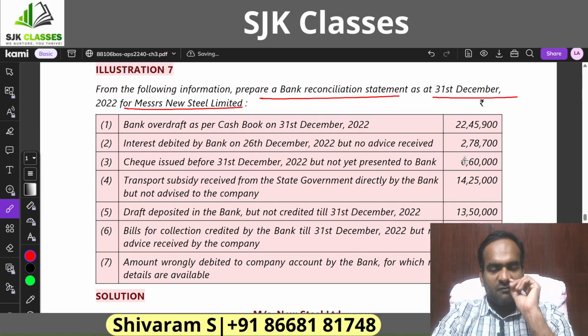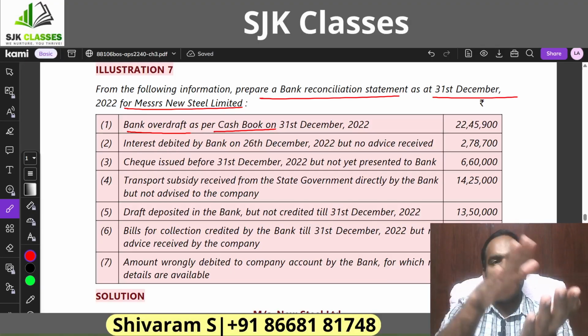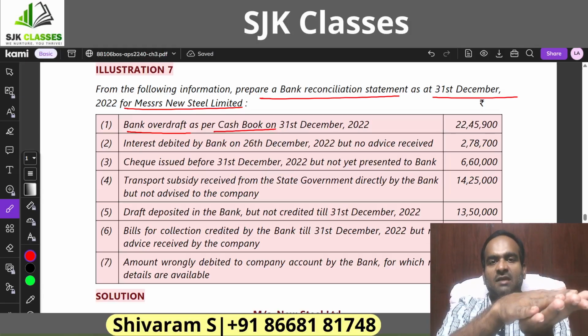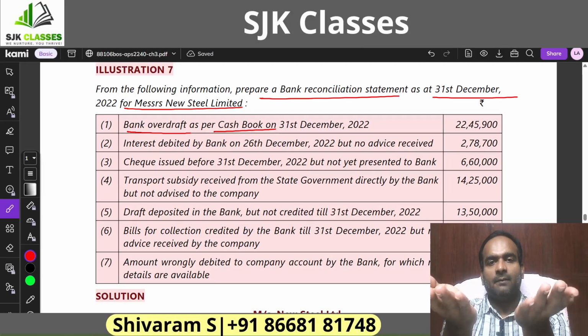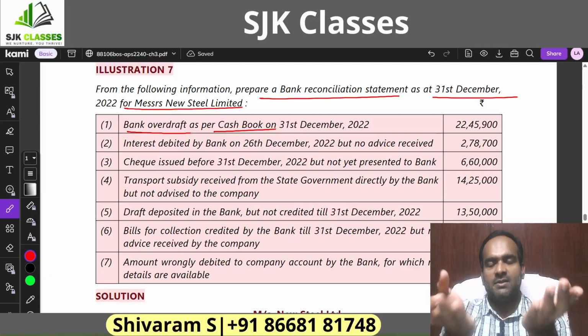Now, what is given to us? We have been given the bank overdraft. That means a negative balance as per what? Cash book. Since the cash book balance is given to us, whichever balance is given to us, that book will be taken as the left hand. That's the base for us. So base is always left hand, cash book is left hand, passbook is going to be our right hand. Cash book has got a negative balance, so passbook will also have a negative balance.